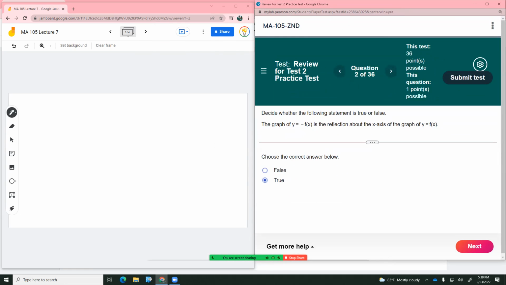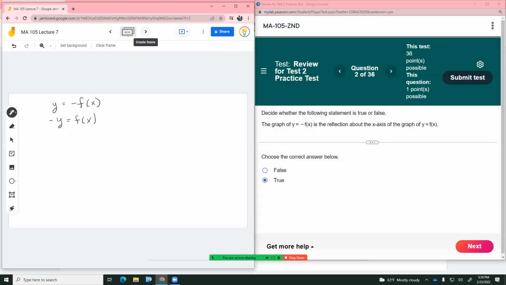Decide whether y equals negative f of x is a reflection about the x-axis of the graph or about the y-axis of the graph. The key here is that if you have y equals negative f of x, with the negative on the outside, you can think about this as negative y equals f of x. Everybody with me so far? Does that make sense?